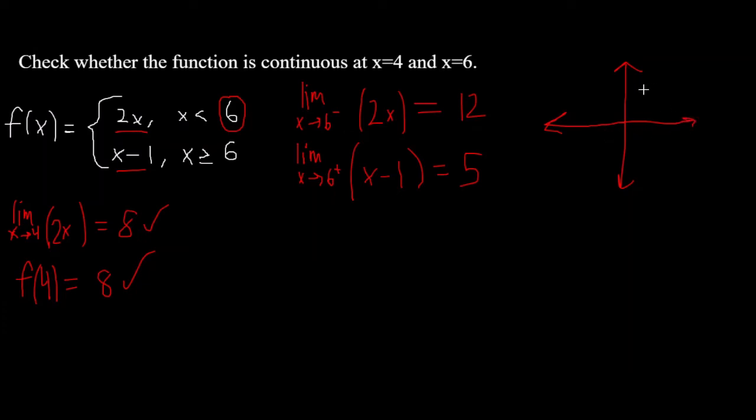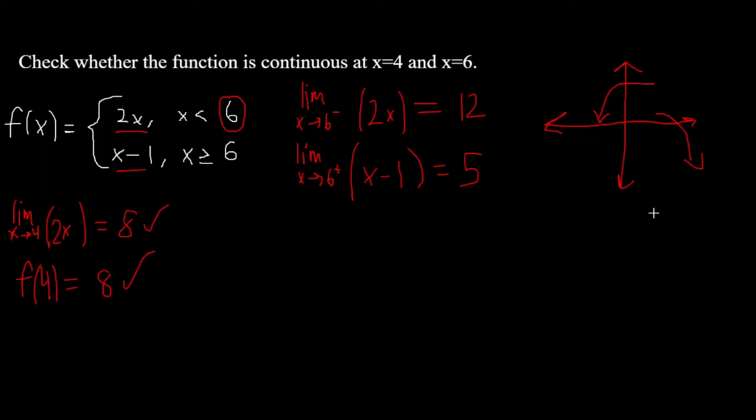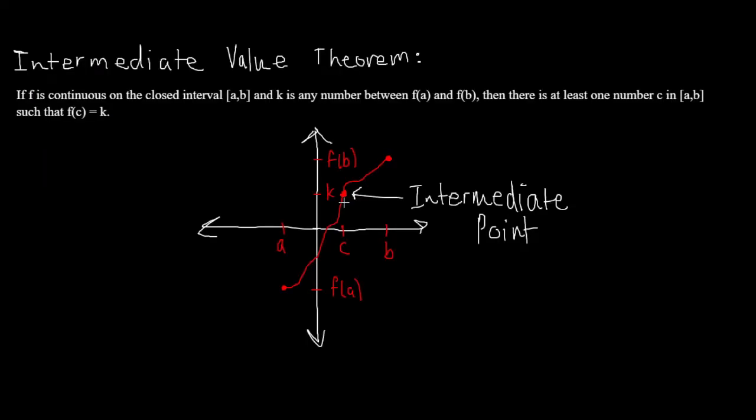So we have one that's approaching 12, and we have one that's approaching 5. What does this look like from our previous slide? You're right, this is a jump discontinuity, if you said that, because we can see that it's jumping. There is no continuous function here, and so it is discontinuous at x equals 6, meaning this function is not continuous at all.